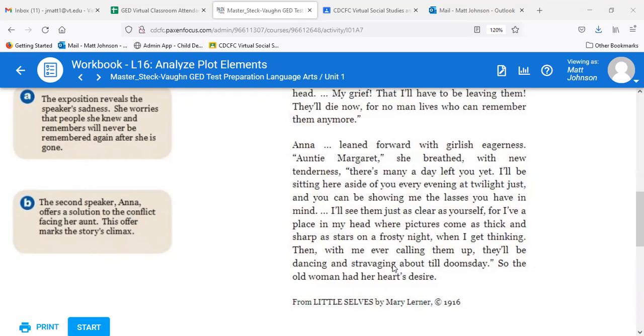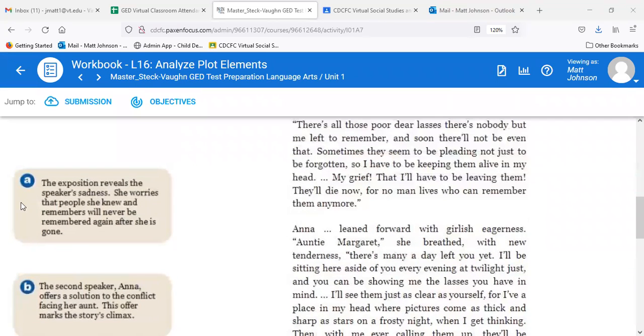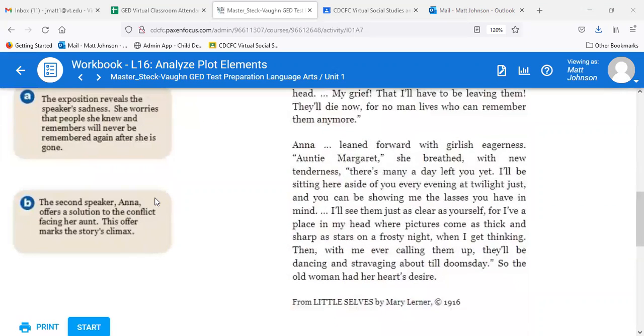Stravaging, that's one of those old words. It means sort of to wander about aimlessly. So it says here, the exposition reveals that the speaker's sadness, she worries the people she knew and remembers will never be remembered again after she is gone. So that's what's troubling her. And then the second speaker, Anna, offers a solution to the conflict facing her aunt. This offer marks the story's climax. So she's telling them, that's how we will carry on their memory. You tell me their stories, and then they'll live on in me.